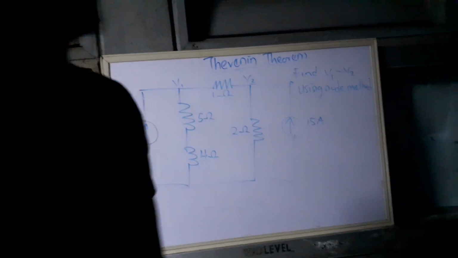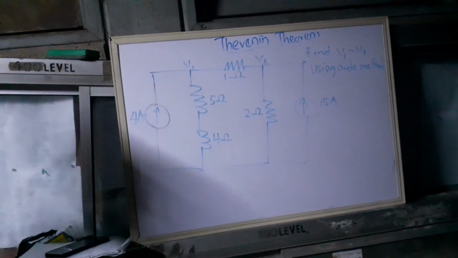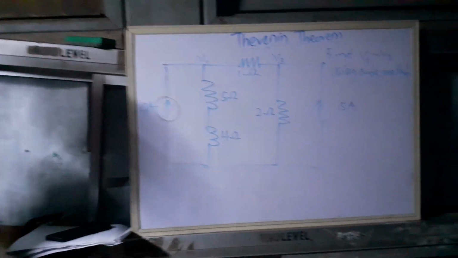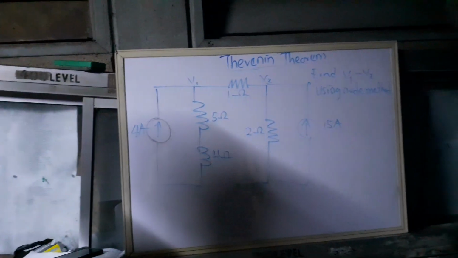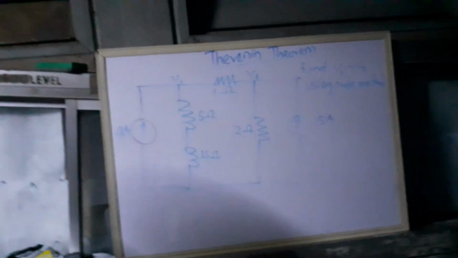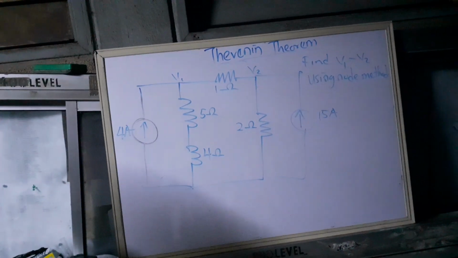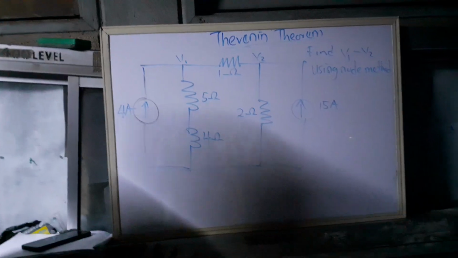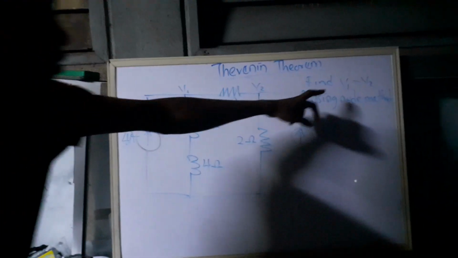What is the node method to start with? Is it KCL? Nodal analysis. I thought you were asking what approach you use to solve it. Find V1 minus V2.